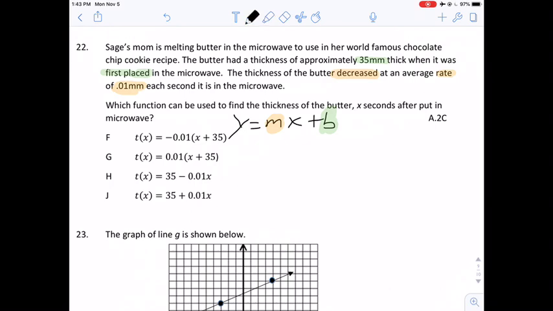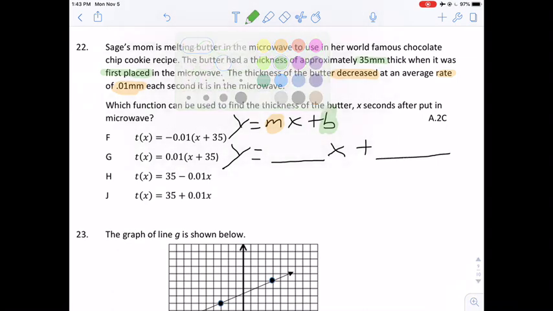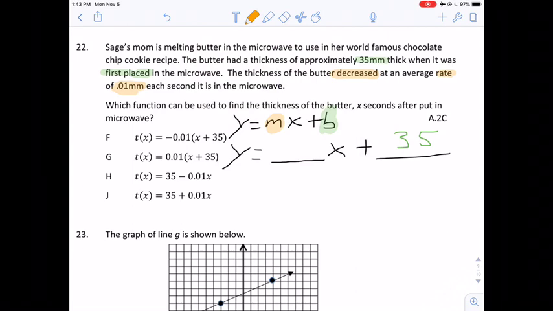If I'm going to write my equation as y equals mx plus b, I know my m and I know my b. So all I need to do is plug in those numbers for my equation. So the original thickness of the butter was 35. And the rate at which it was melting was negative 0.01.